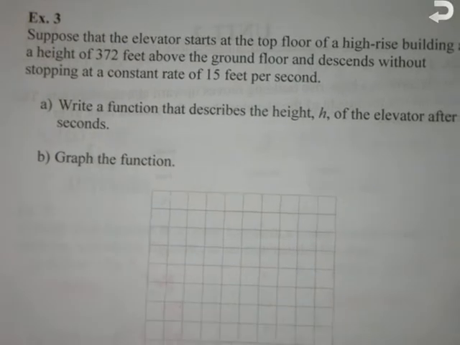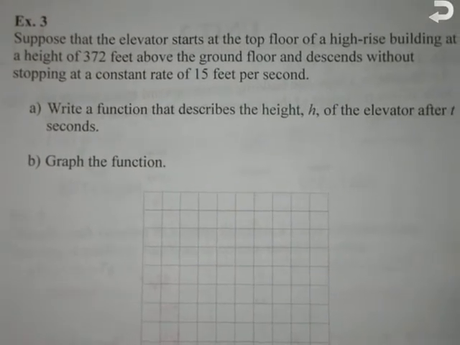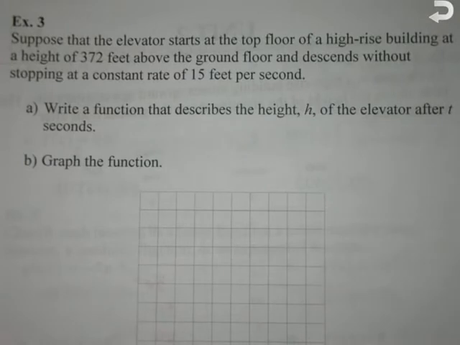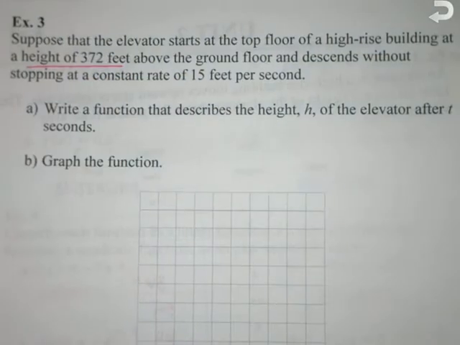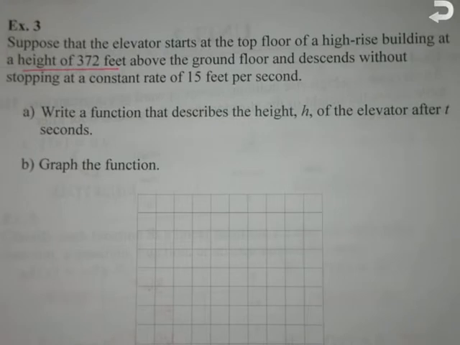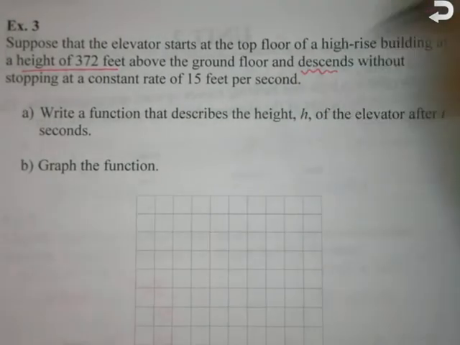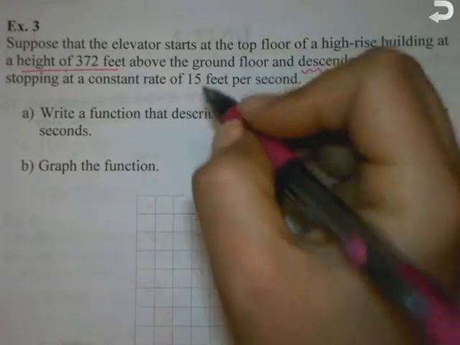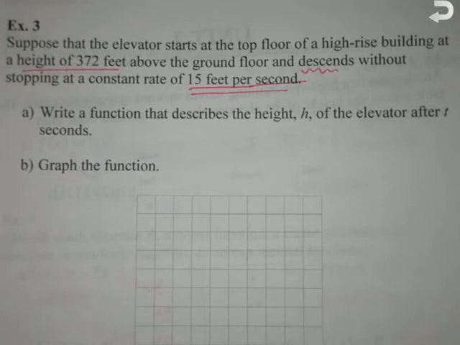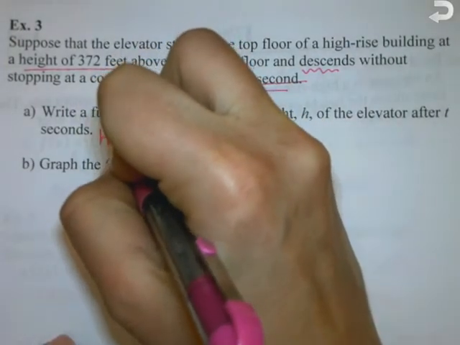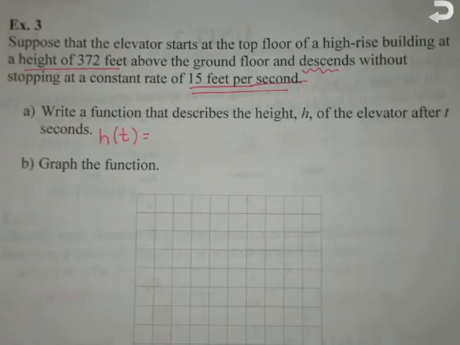Example 3. Suppose that the elevator we were looking at in the previous problem starts at the top floor of a high-rise building at a height of 372 feet above the ground floor. So that's our starting height. We're at the very top. It descends without stopping at a constant rate of 15 feet per second. Part A wants us to write a function that describes the height of the elevator after t seconds. So we are using function notation. It's going to be h of t equals, and then let's see what we can figure out.